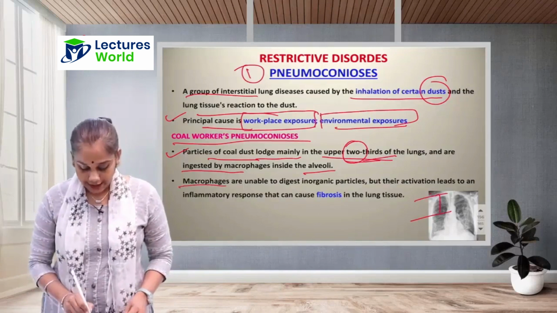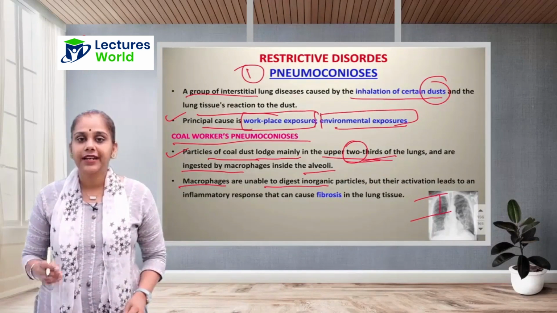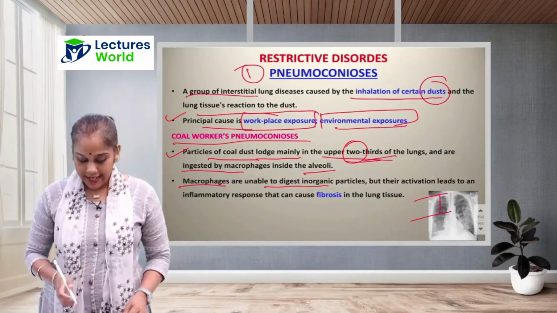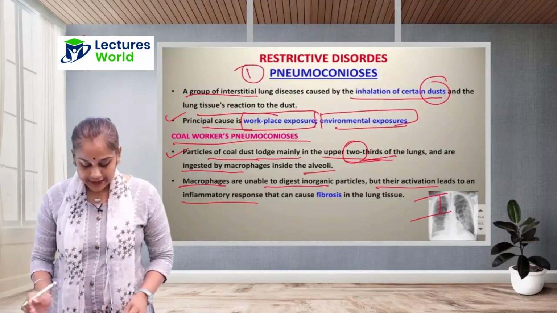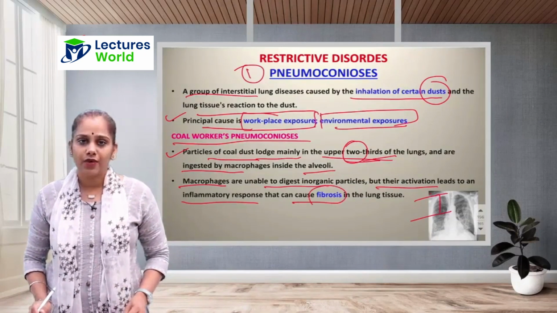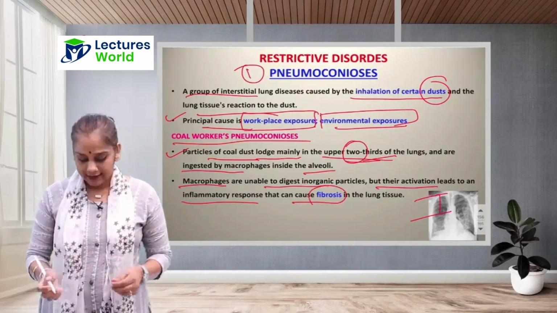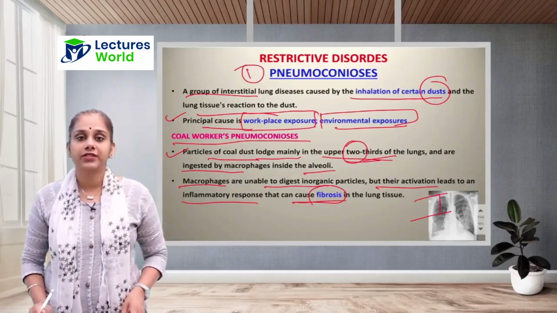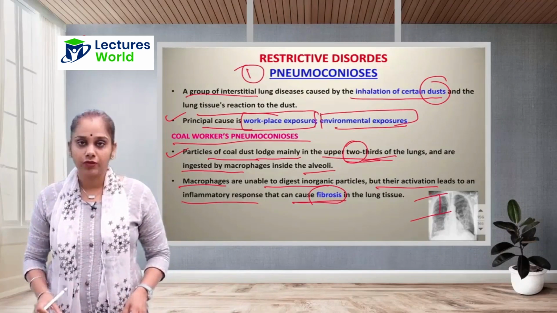Macrophages are unable to digest inorganic particles. Okay, sometimes these macrophages are unable to digest, but their activation leads to an inflammatory response that can cause fibrosis in the lungs. Okay, sometimes macrophages fail to respond, and fibrosis can be seen in the lungs. So this is pneumoconiosis.